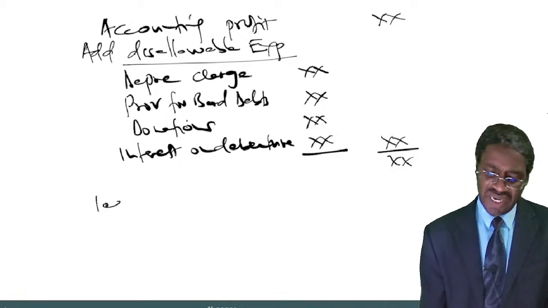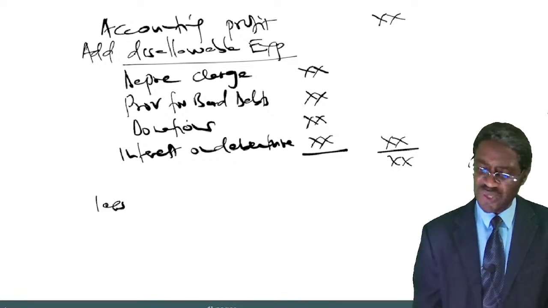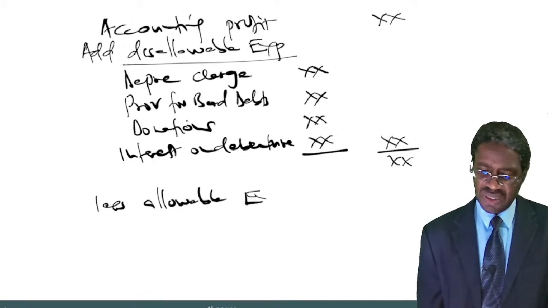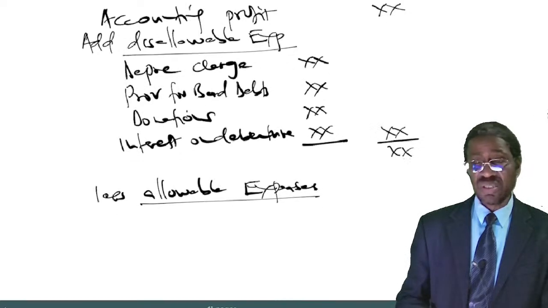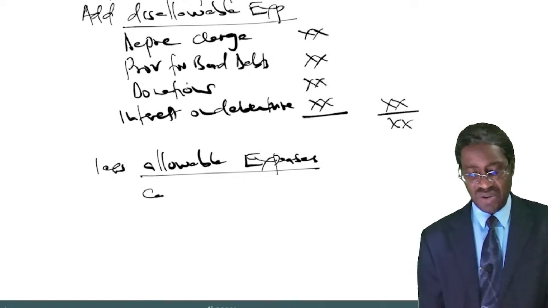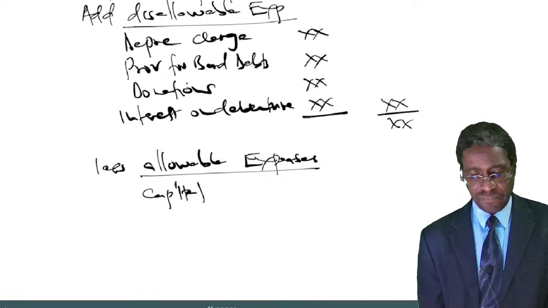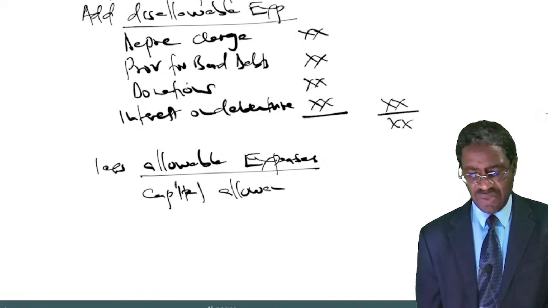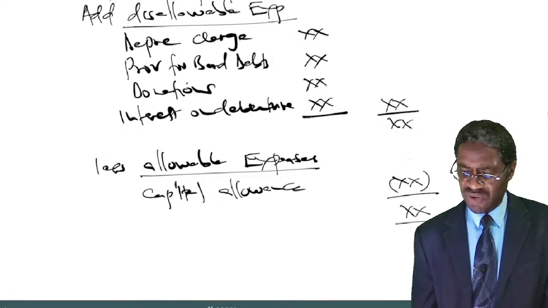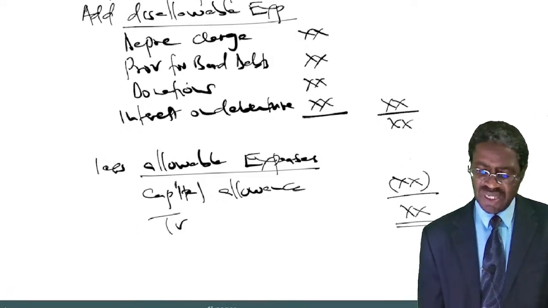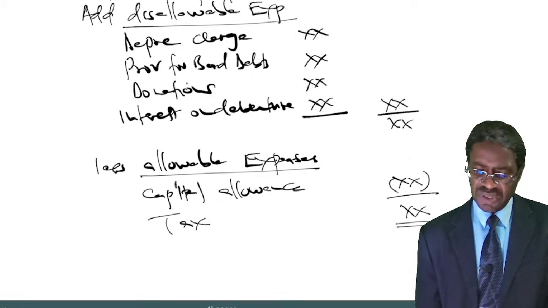Then I come and less allowable expenses. Now, I want to assume the only one is capital allowance. Let me deduct it directly, get whatever you are getting, and that becomes the taxable profit.